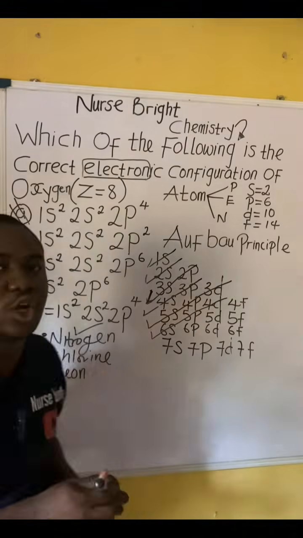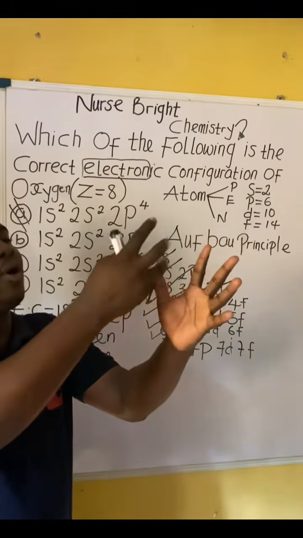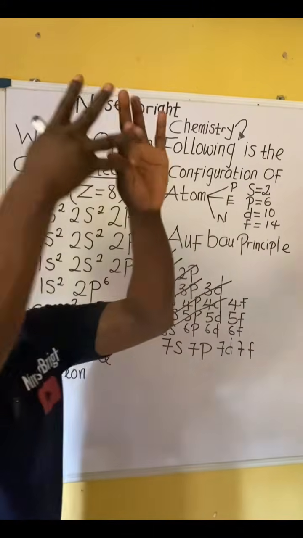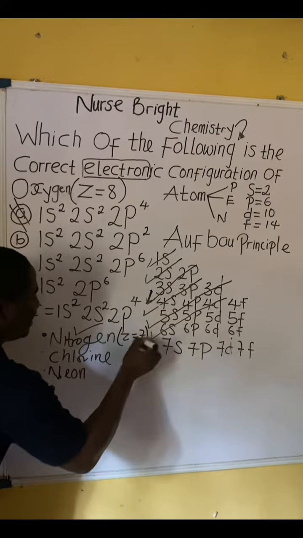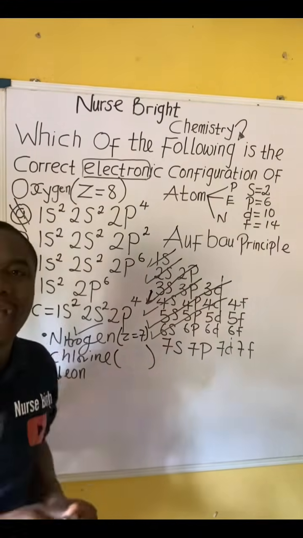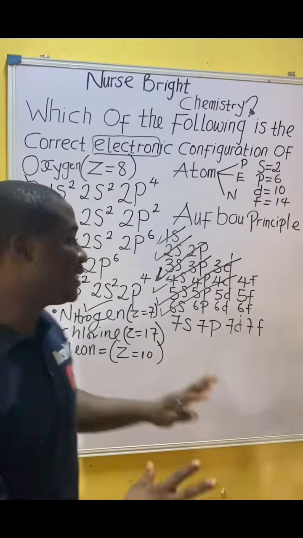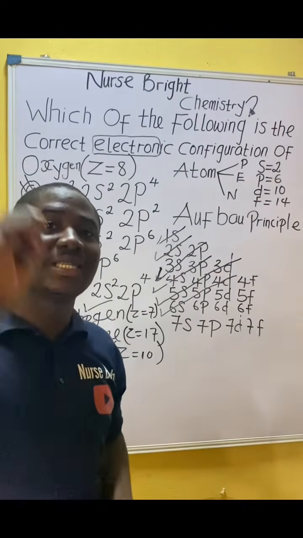I'll tell you their electron number. To get the electron number, just count all the elements. Hydrogen, helium, lithium, beryllium, boron, carbon, nitrogen, oxygen. So nitrogen is number 7, so Z will be equal to 7 in this case. Nitrogen, oxygen. Okay, this chlorine now. What number is chlorine in the periodic table? These are your practice questions. Ensure you solve the questions and provide the answer in the comment section.